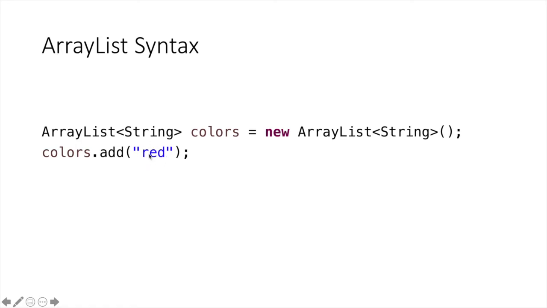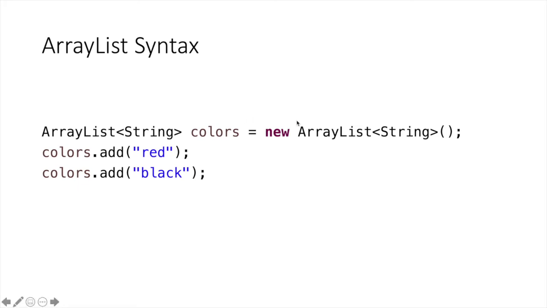Now, the type here has to match the type of the array list because I'm storing a collection of strings. I can only add strings to the list here. If I wanted to add another color like black, I can perform the same thing here. And now I've got red and black inserted into my array list colors, and red would be at index 0, just like in arrays, and black would be at index 1.